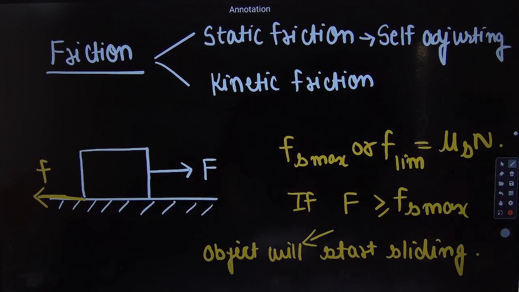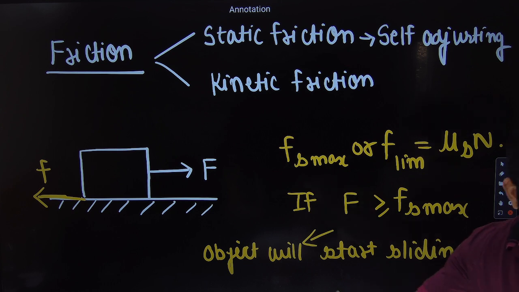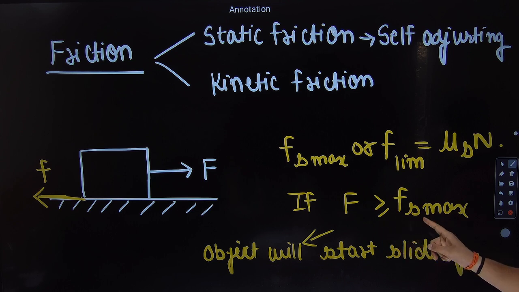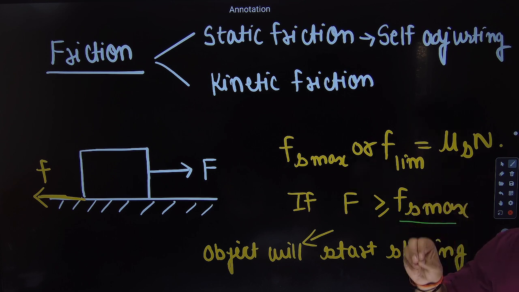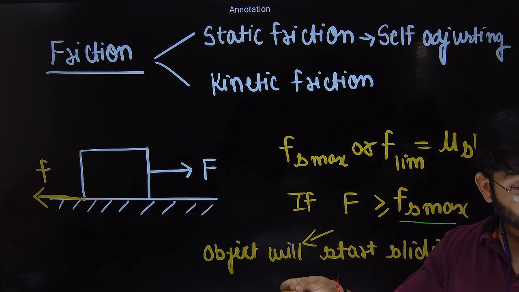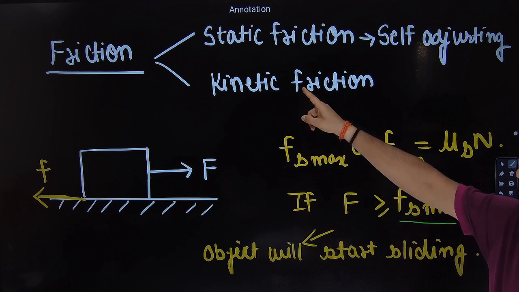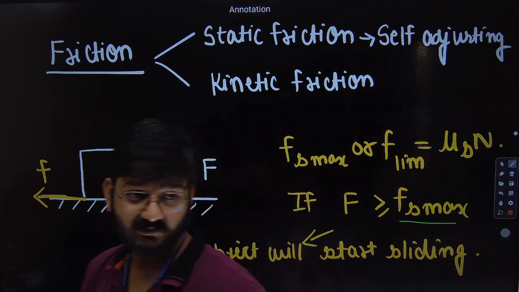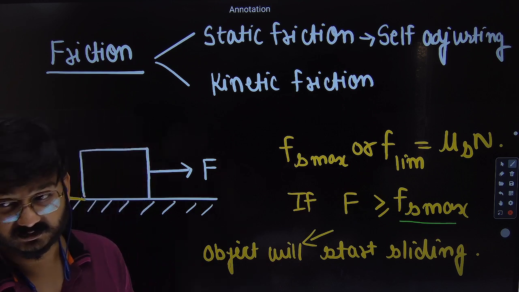And when will the object start sliding? Sliding means moving, when the force you are applying is greater than maximum static friction. The moment you apply a force greater than Fs max, the object will start moving. And the moment the object starts moving, which friction will come into the picture? Kinetic. This is the story of friction. If you understood this, you can approach any question.